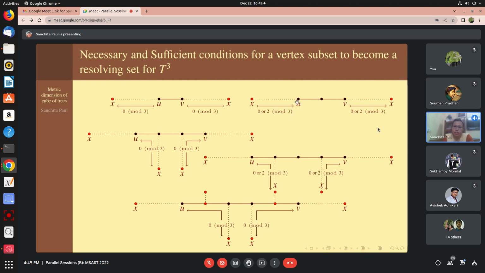Similarly, when dT of UV is equal to 2, we see that X must be at 0 or 2 modulo 3 distance from U or V.